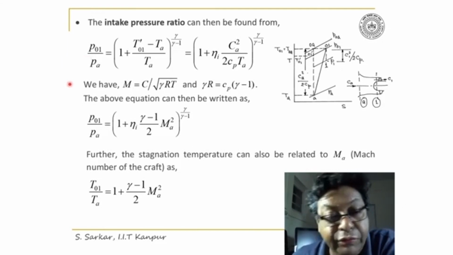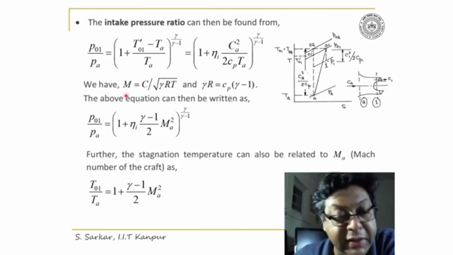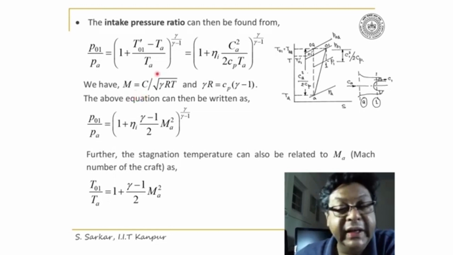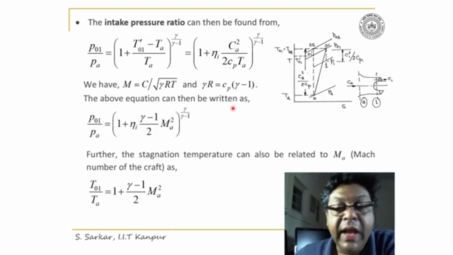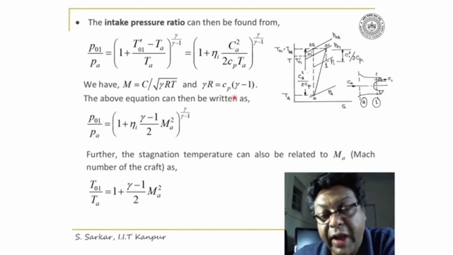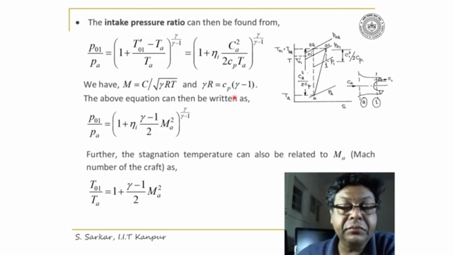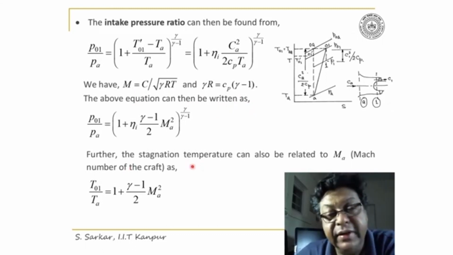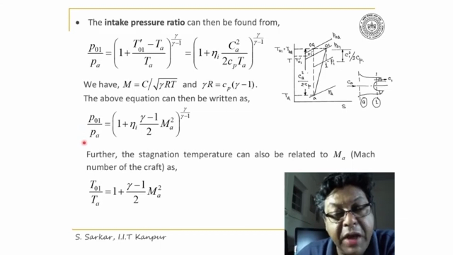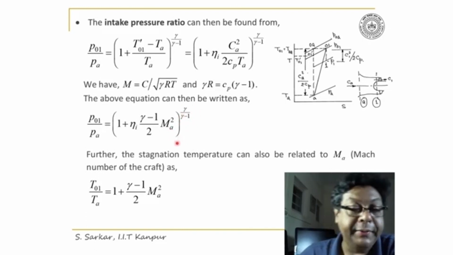Furthermore, we know the relation, that is Mach number M equivalent to C divided by root over gamma RT, considering the ideal gas, and also gamma R is equal to Cp into gamma minus 1. Thus, using these two relations, I can establish P01 by PA is equal to 1 plus eta I into gamma minus 1 divided by 2 into Ma squared, to the power gamma divided by gamma minus 1.